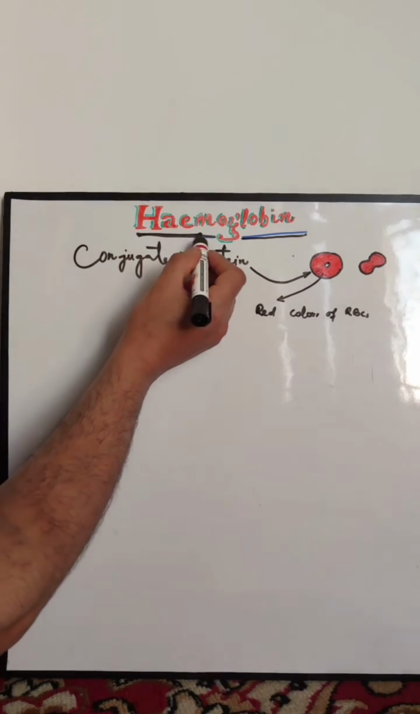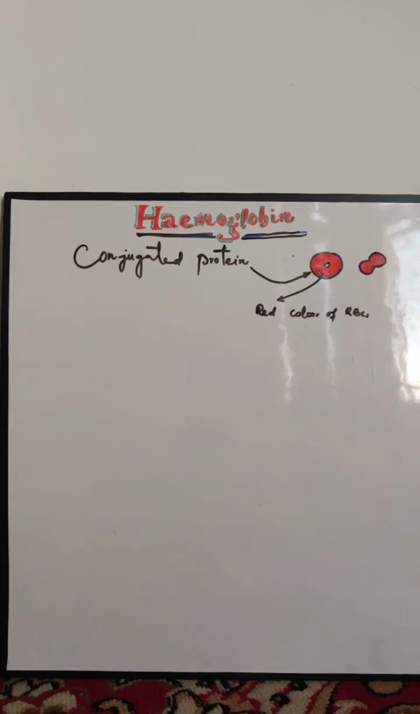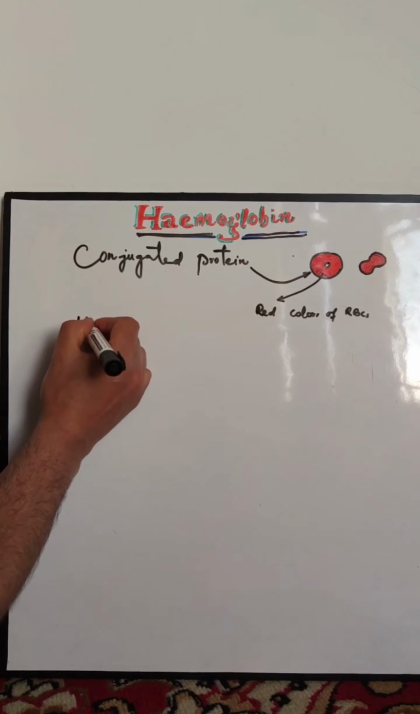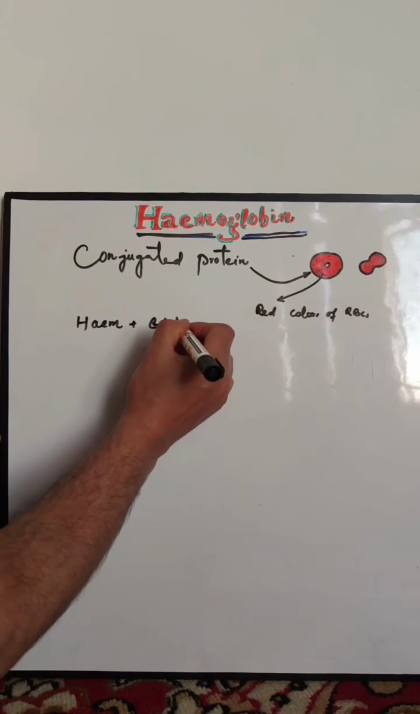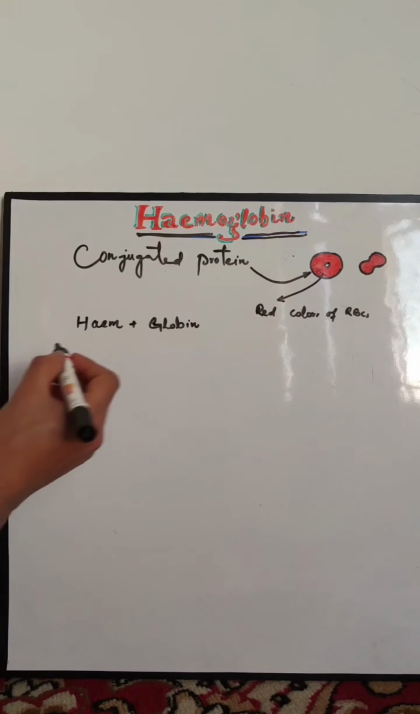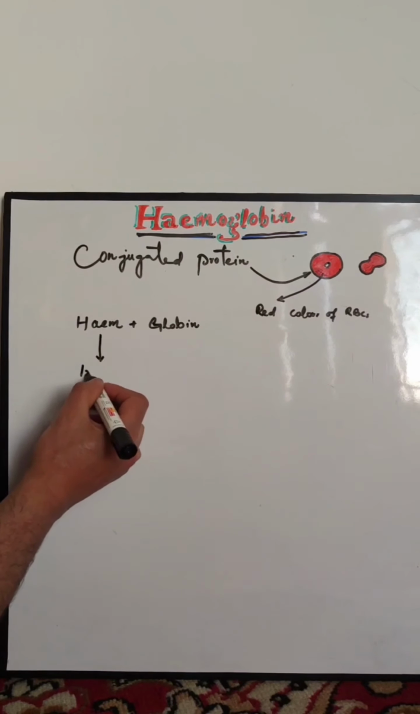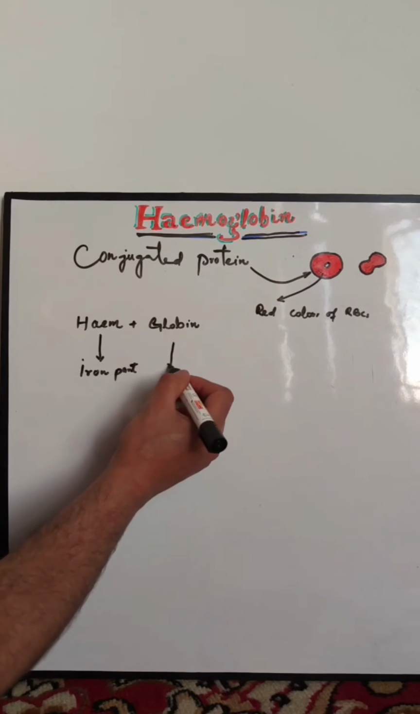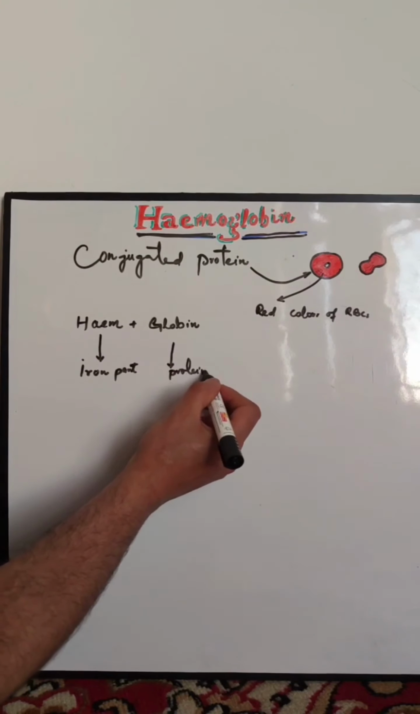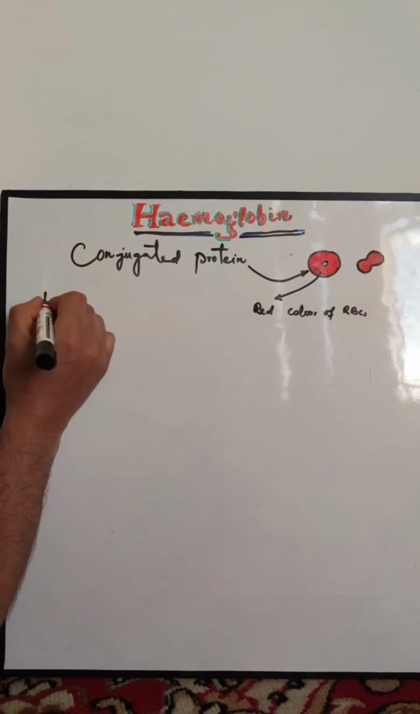Hemoglobin is of two parts. One is heme and another is globin. Heme plus globin. Heme is the iron containing part, and globin is the protein part of hemoglobin.